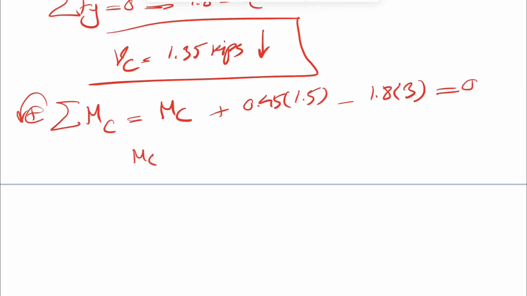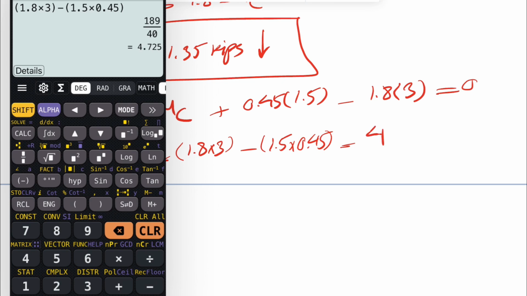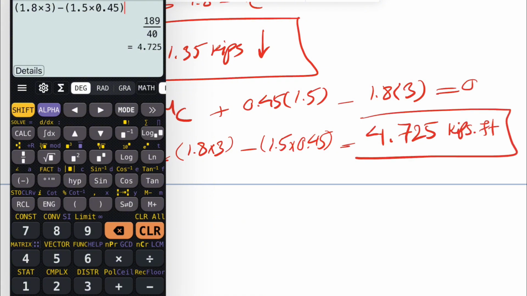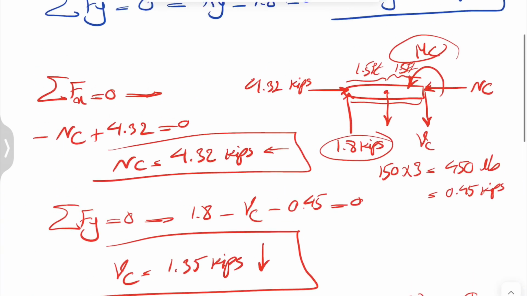Our MC in here would be 1.8 times 3 minus 1.5 times 0.45. That's going to give us 4.725 kip-foot, and that's going to be the bending moment part of this question and the final answer for this one. Hope everything was clear.